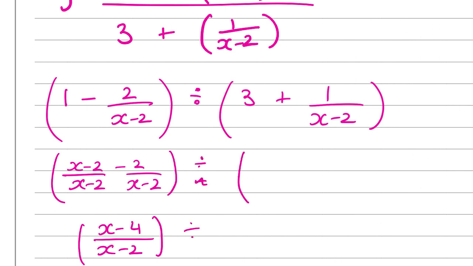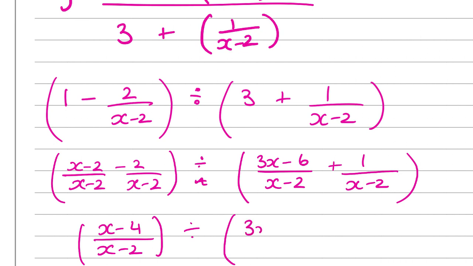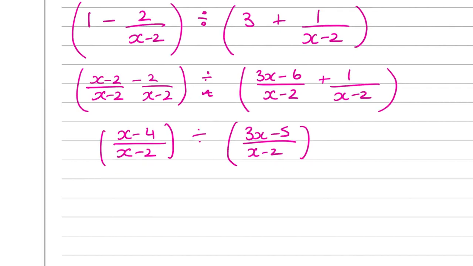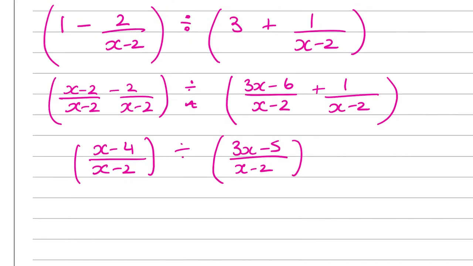Now, 3. What is 3 as a denominator of x minus 2? 3x minus 6 plus 1 over x minus 2. So again, we should all be happy with 3x minus 5 over x minus 2. Now, when we divide, what do we technically do? Yeah, we're going to multiply by the reciprocal.